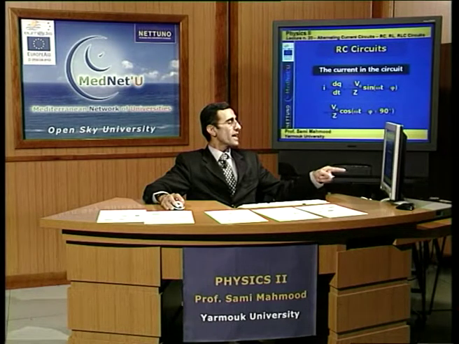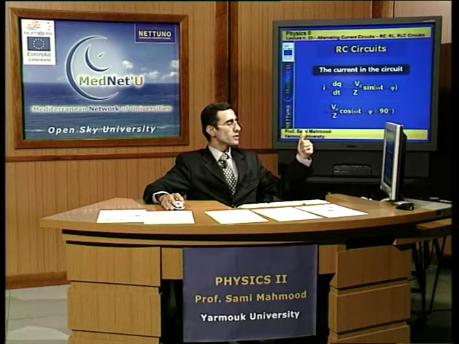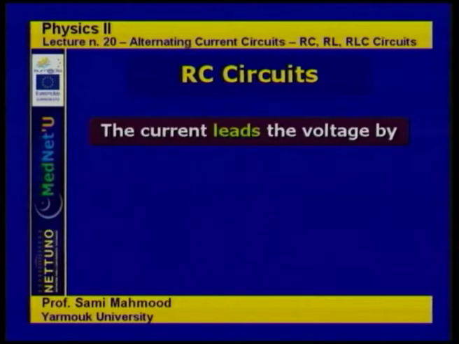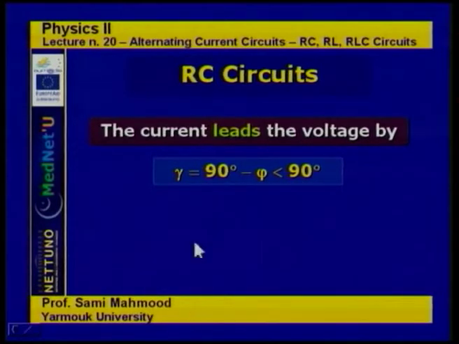So we notice that the phase difference between the applied voltage, which is cosine omega t, and the phase of the current, which is omega t minus phi plus 90, shows that the current is ahead of the voltage. It leads the voltage by the angle gamma, which equals 90 minus phi, and is smaller than 90 degrees. So in this case, the current in the circuit leads the voltage across the capacitor by this phase difference, which is less than a quarter of a circle.